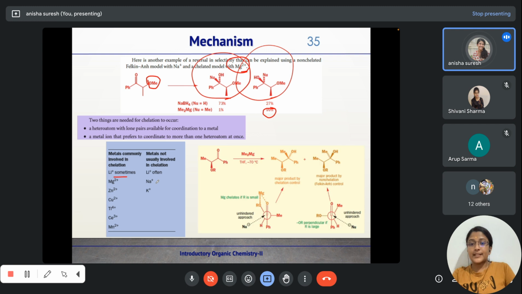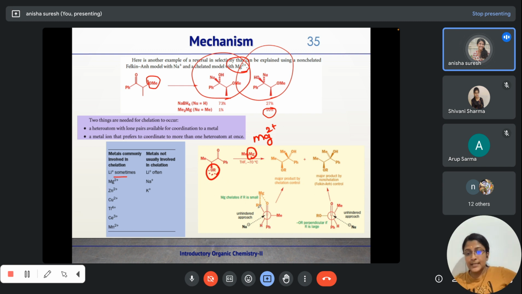So if chelation occurs, what will happen with the mechanism? Here we have the carbonyl compound, and here we have Me2Mg as the nucleophile. Mg2+ is a metal that can undergo chelation, and here there is a heteroatom group having lone pairs. So now what will happen?